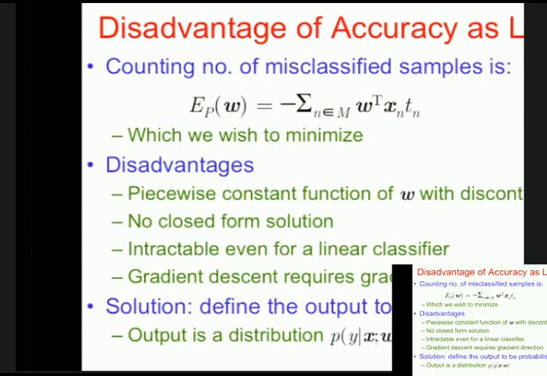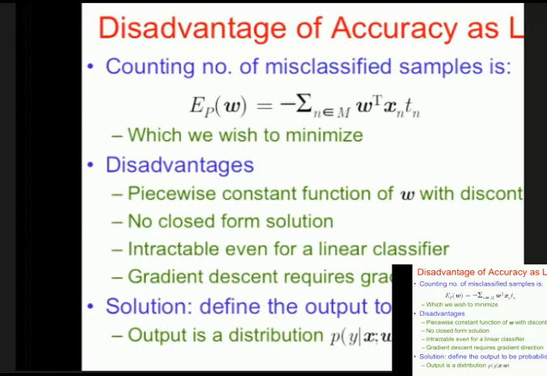Why? Disadvantage of accuracy as a loss. Counting the number of misclassified samples is what we wish to minimize. The disadvantage is that it is a piecewise constant function of W with discontinuity. So that thing keeps moving dramatically over. It is not a continuous situation. There's no closed form solution, intractable even for a linear classifier.